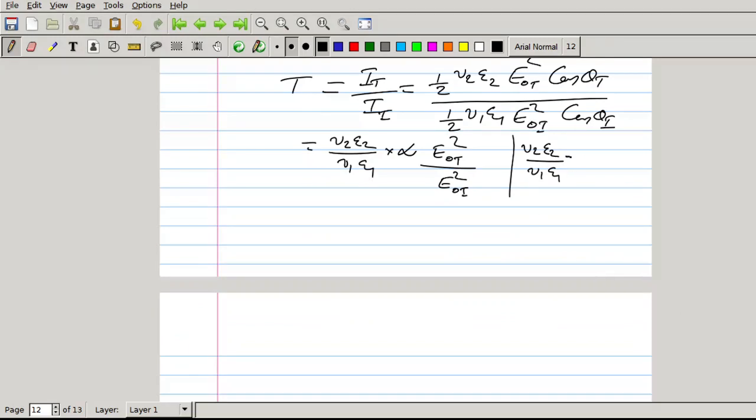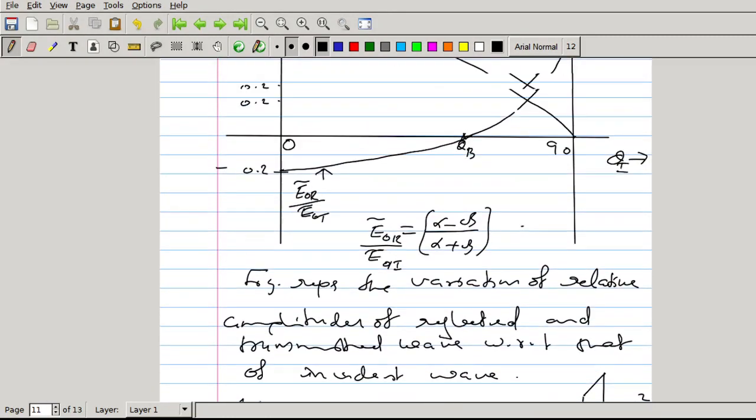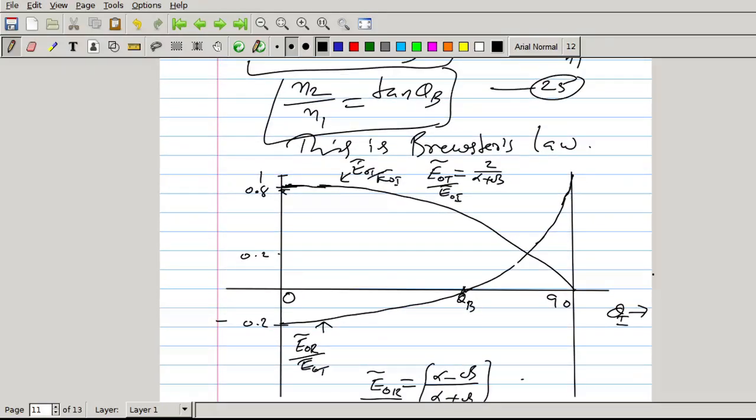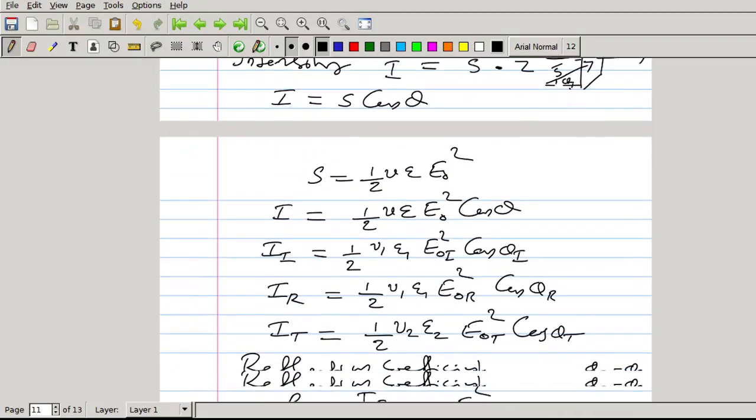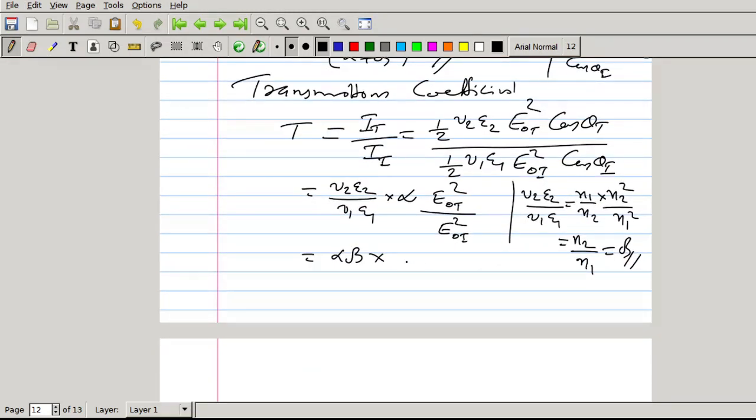Now V2 epsilon 2 by V1 epsilon 1. V2 by V1 is n1 by n2, into epsilon 2 by epsilon 1, which is n2 square by n1 square. So this is equal to n2 by n1. What is n2 by n1? It is beta. So this term we can write as beta. So we are having alpha beta into E0T square by E0I square. E0T by E0I is 2 by alpha plus beta, so this is 2 by alpha plus beta the whole square. So it is 4 by alpha plus beta the whole square.